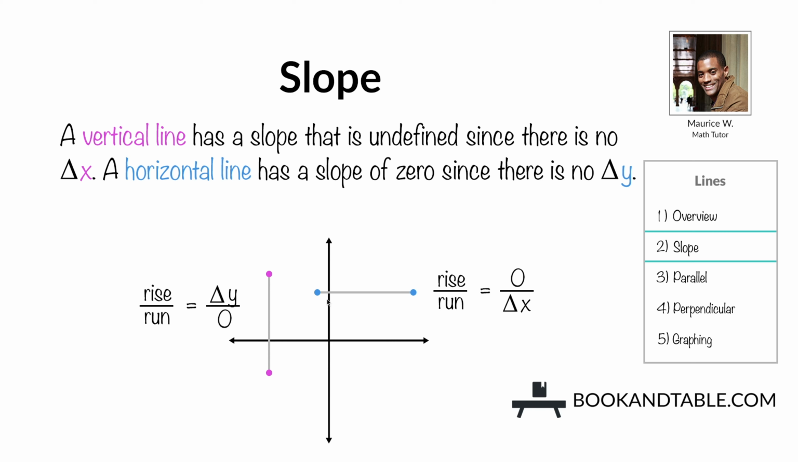A horizontal line has a slope of 0 since there is no change in y. So this is all run. All of these x values are changing. But it's the same y value, so there's no change in y. 0 divided by anything is 0.